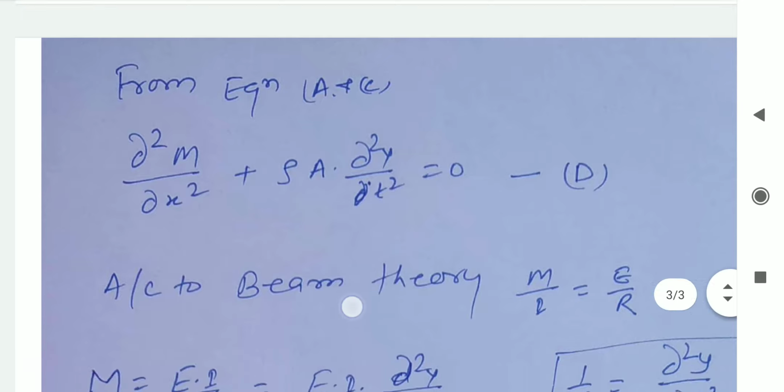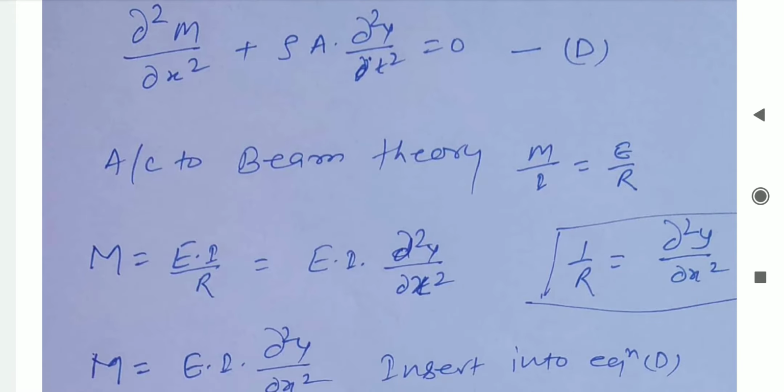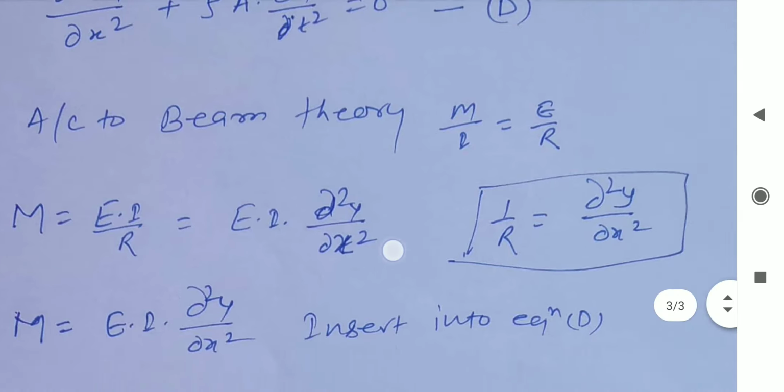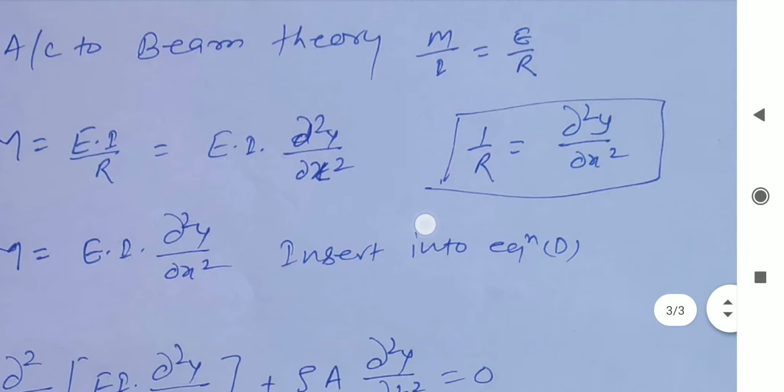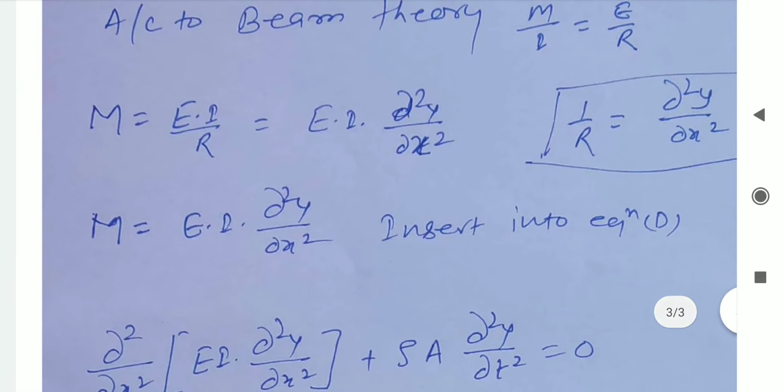So according to beam theory, M upon I equal to E upon R. So here M equal to EI upon R, so equal to EI into ∂²y/∂x². How does ∂²y/∂x² come? That is 1 upon R, the radius of curvature. So the radius of curvature formula is 1 upon R equal to ∂²y/∂x². In this way M equals EI into ∂²y/∂x².